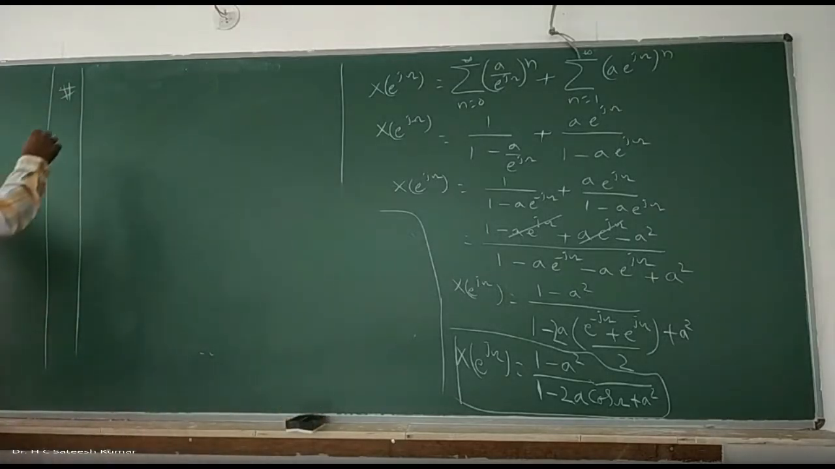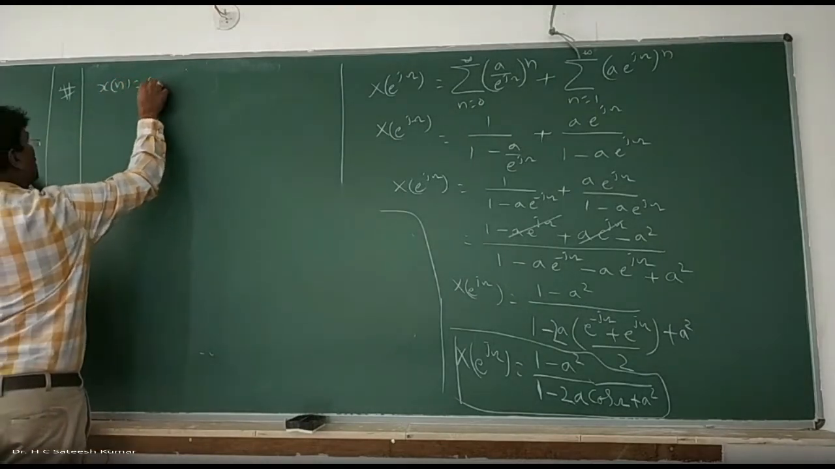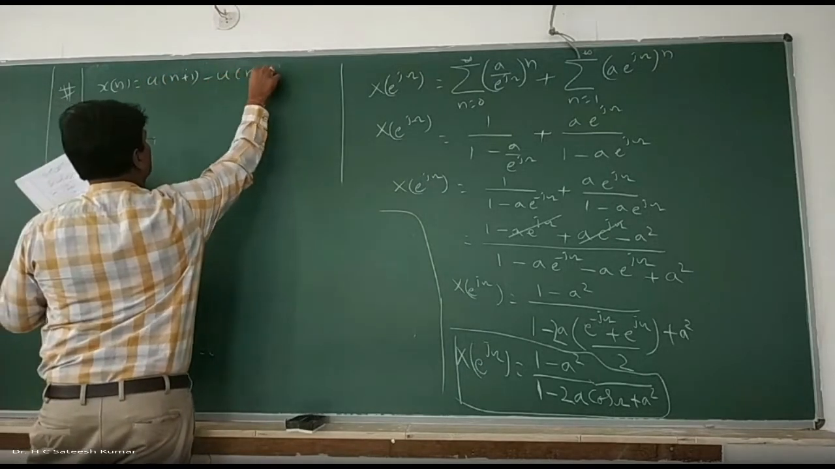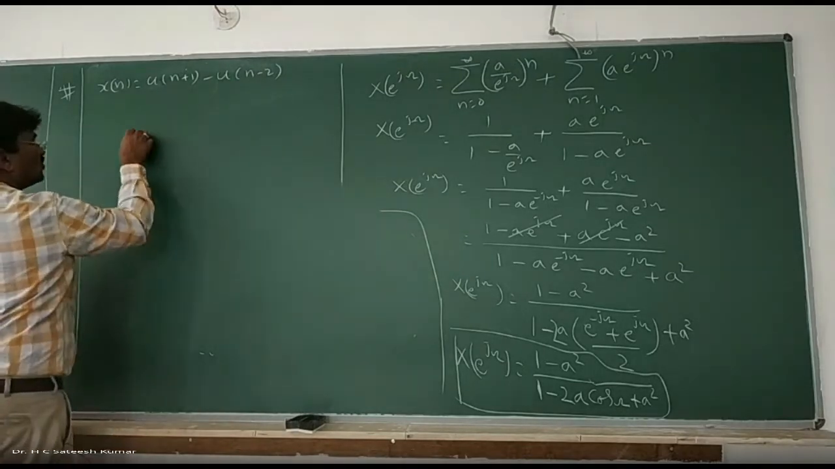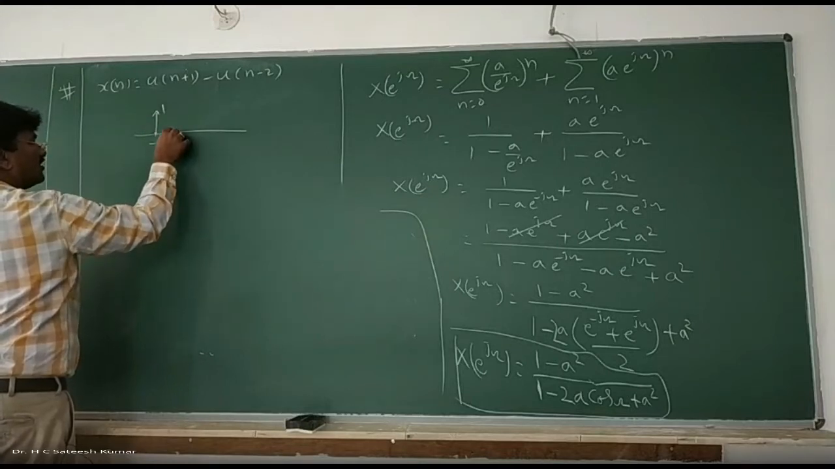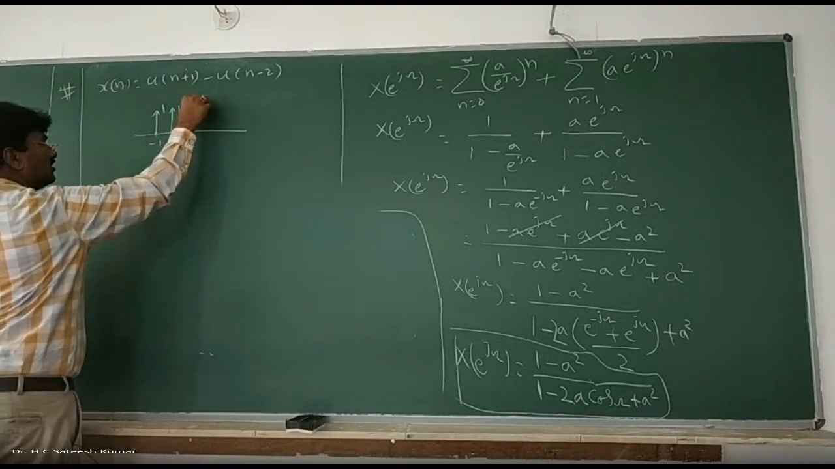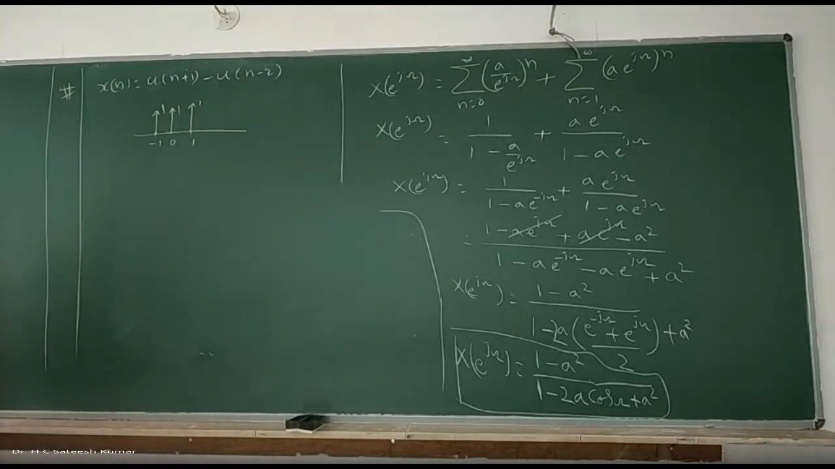Find the DTFT of x of n is equal to u of n plus 1 minus u of n minus 2. It's a very simple one. See, they are given in terms of step, that's it. Other than that, it's very simple. See that u of n plus 1 means starting from minus 1, its value is 1. At 0, its value is 1. At 1, its value is 1. 2 onwards, it is subtracted. Therefore, only 3 values you have.